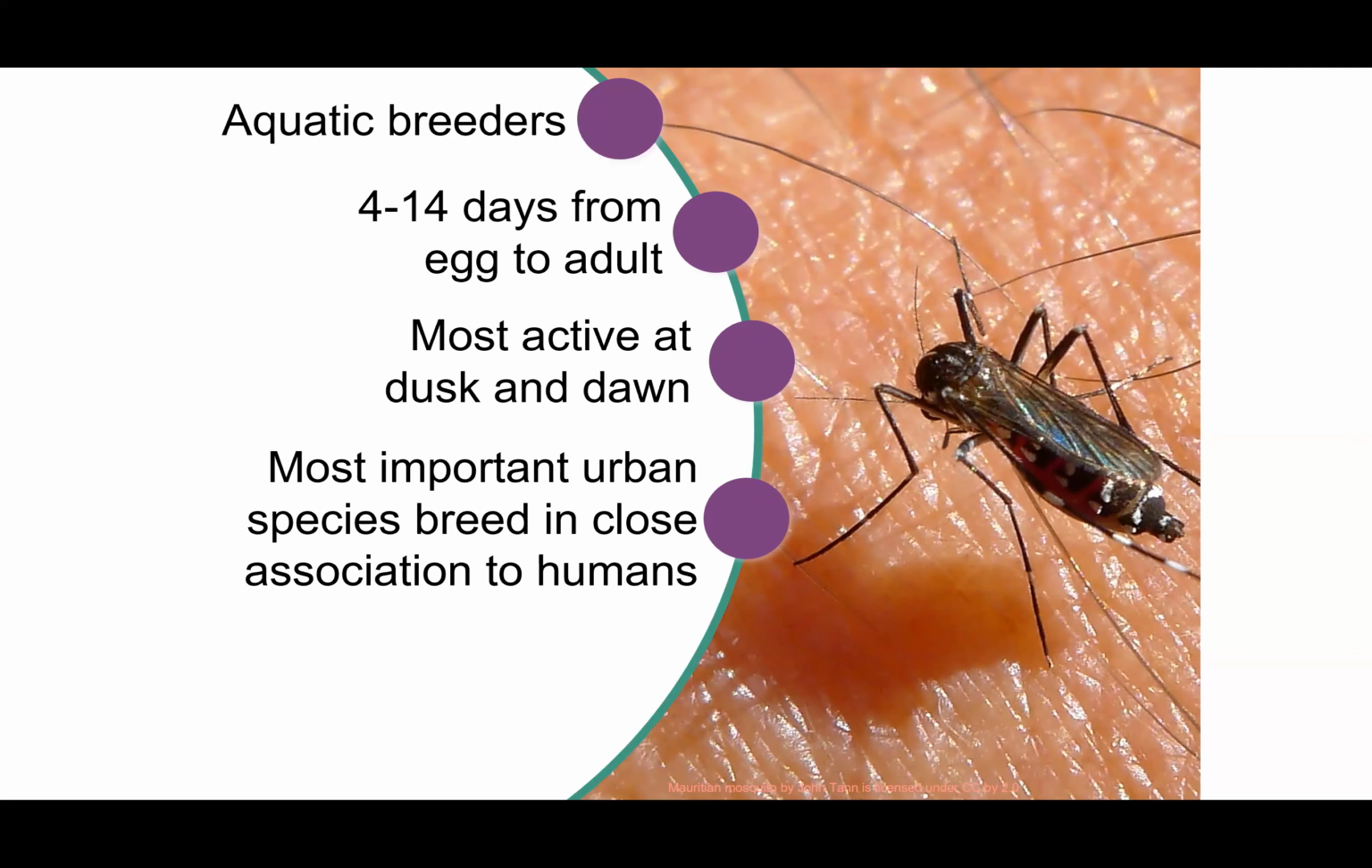So to be a vector of a disease that impacts humans, it helps to live near those humans. So these mosquitoes are kind of adapted to it, or the situation surrounding the way we live in those areas makes it easier for the mosquitoes to survive.